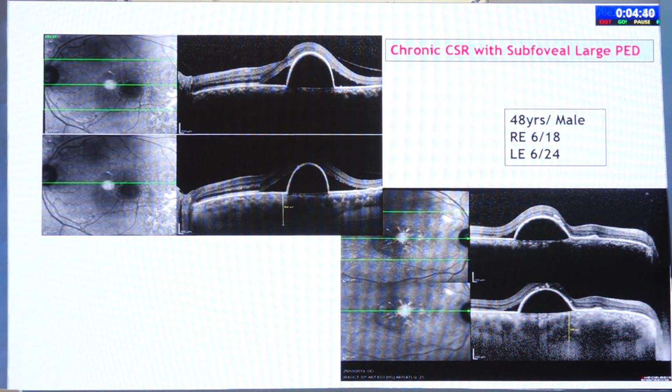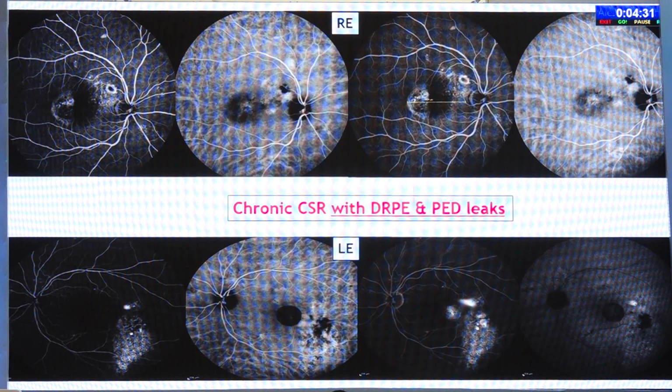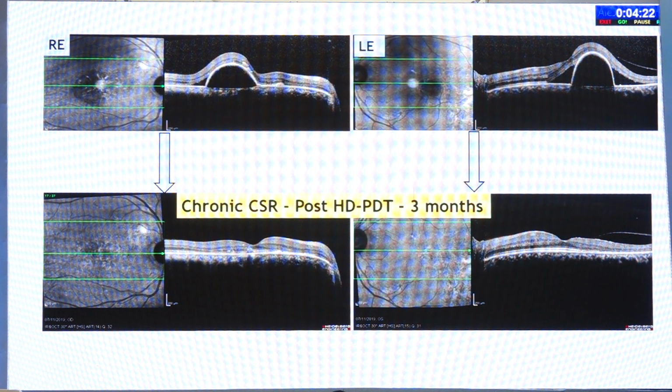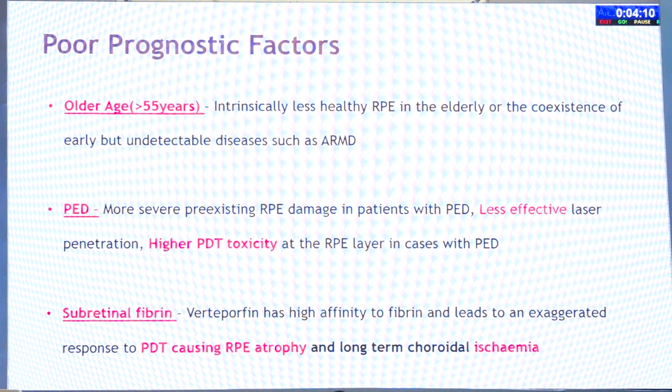Another variant of the disease is when you have a leaking PED, subfoveal large leaking serous PEDs with fluid. It's a difficult situation to treat. Angiography shows diffuse RPE disease and a leaking pigment epithelial detachment. In this situation, photodynamic therapy, half-dose PDT, not only resolves the subretinal fluid, but even the subfoveal PEDs also resolve. The poor prognostic indicators would be older age group, presence of subfoveal PED and subfoveal fibrin, because of the higher PDT toxicity, leading to choriocapillaris ischemia and RPE atrophy.